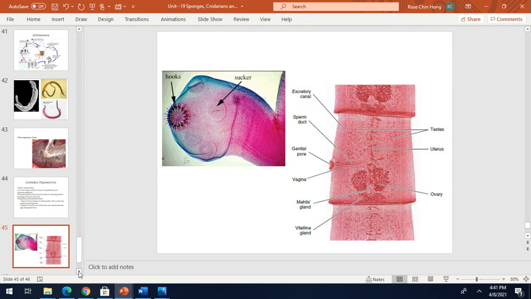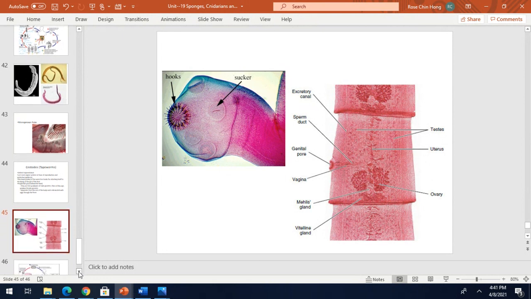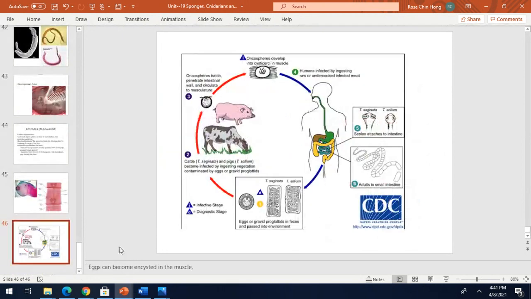And what else I need to say? So we have one more slide. So let us look at the life cycle of this. So here we have, let's say for instance, our tapeworm here. Let's look at the life cycle. So we have Taenia saginata and Taenia solium.